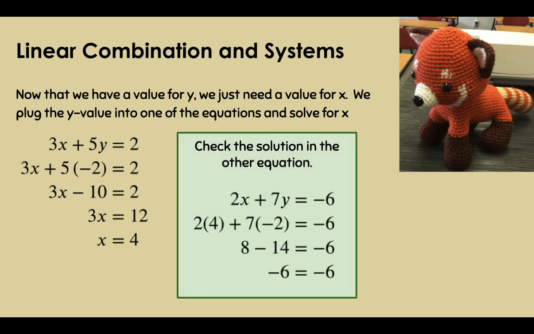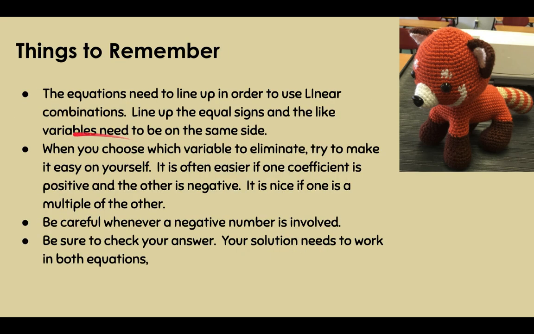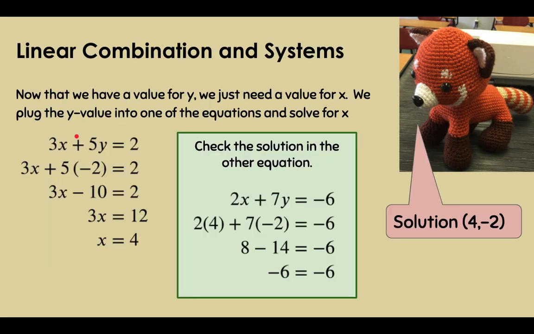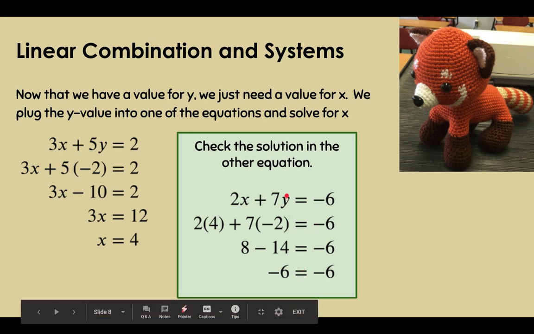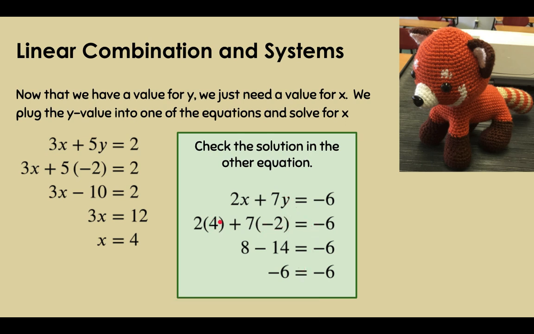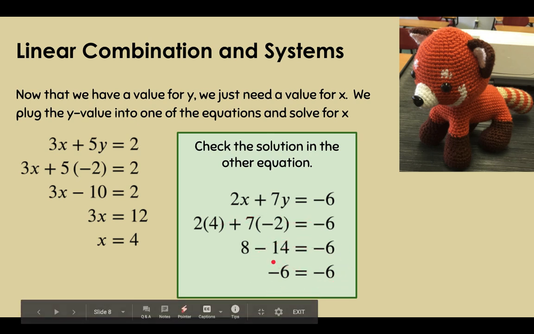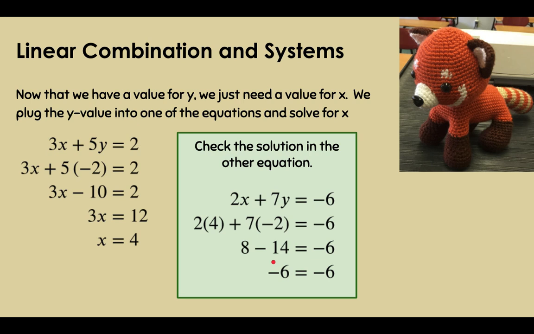It's always also a good idea, though, to check. So I used the 3x plus 5y equals 2 to solve. So I'm going to use the 2x plus 7y equals -6 to check and make sure it works. I plug the 4 and -2 in there, and I get -6 equals -6. It checks, so it must be the right solution.